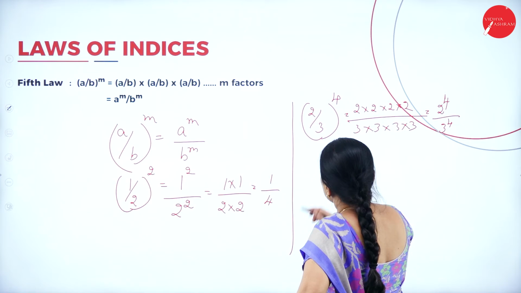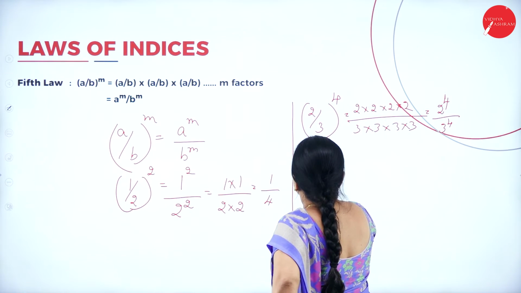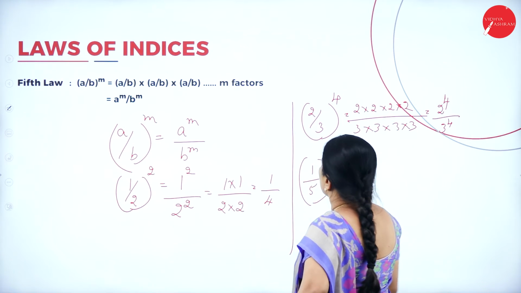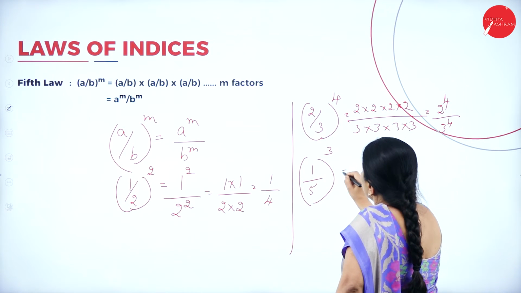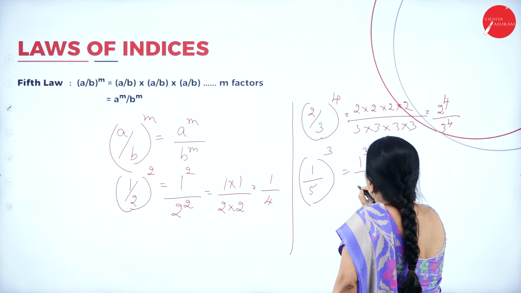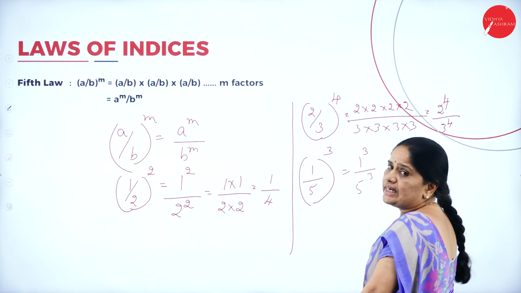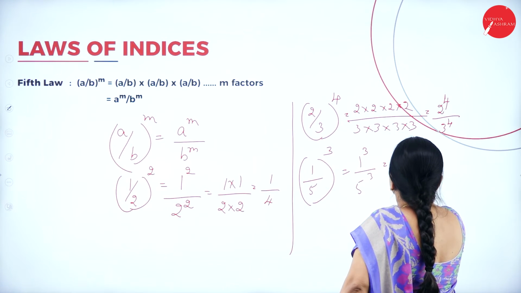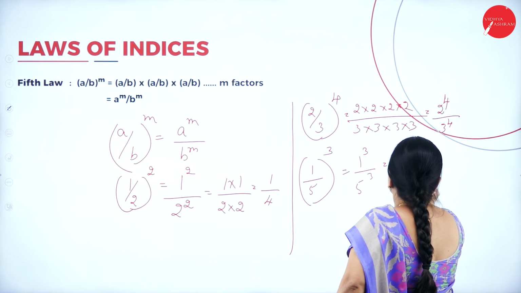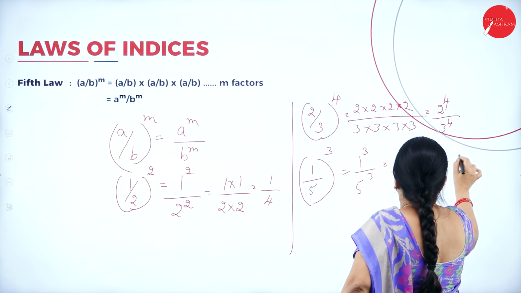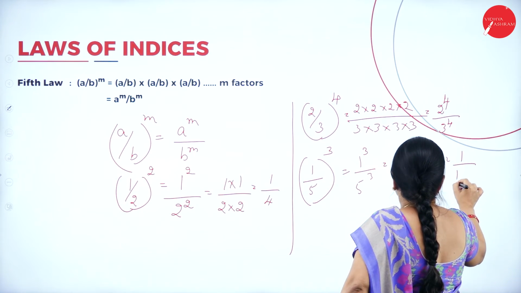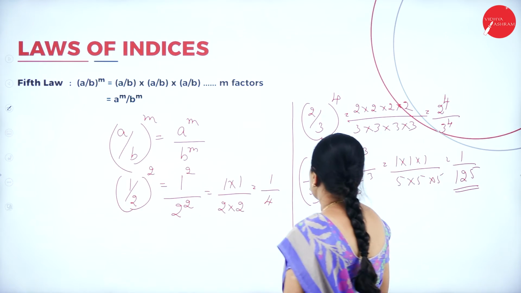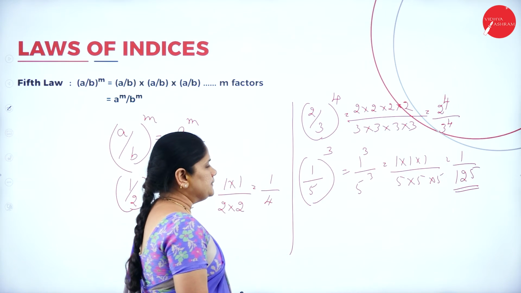Now, I'll give you one more example. (1 by 5) to the power 3. What will be the answer here? It will be 1 to the power 3 by 5 to the power 3. So, this will be 1 into 1 into 1 divided by 5 into 5 into 5. This is 1 by 25 into 5, which is 125.